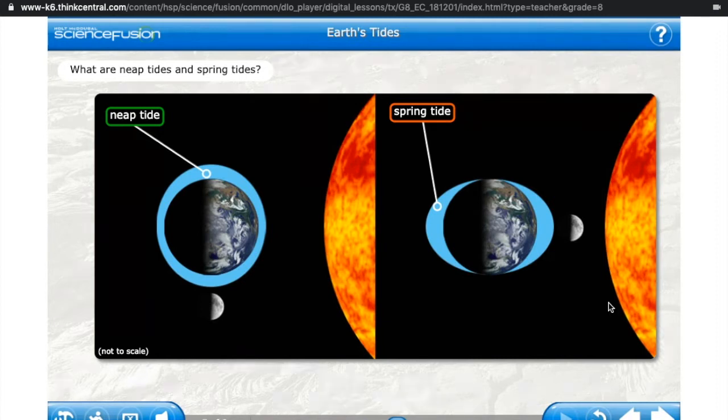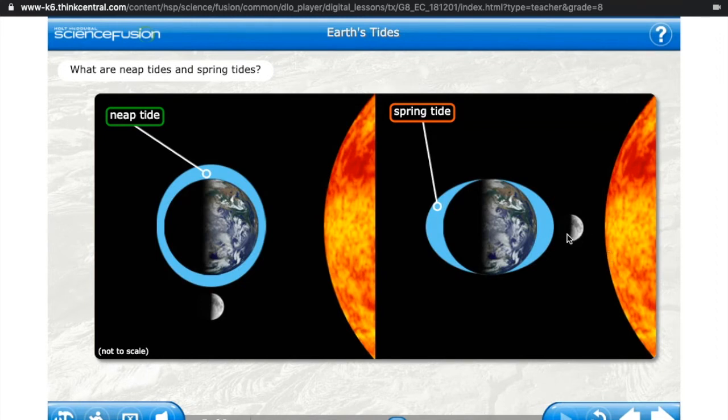The last thing I need you to know is the alliterations that will help you memorize neap and spring tides. For neap tides, the alliteration is: neap, 90, and not as strong. In a neap tide, the Earth, sun, and moon make a 90-degree angle, so it's not in a straight line. It causes tides that are not as strong because you have the gravitational pulls of the moon and sun in opposite directions.